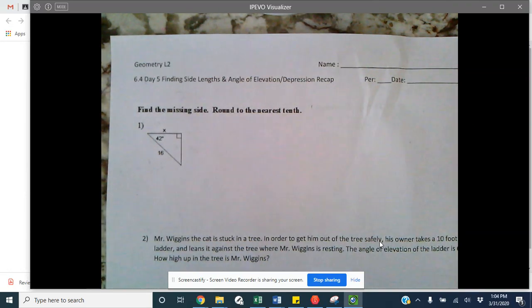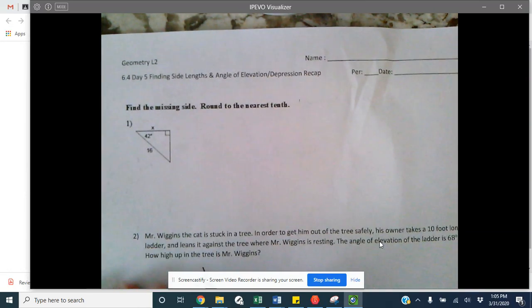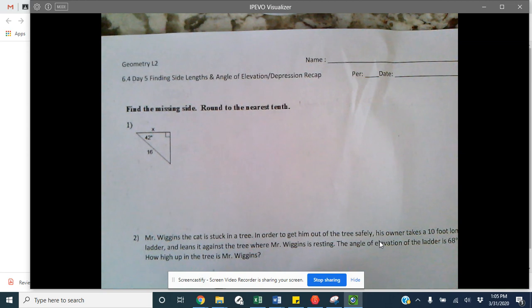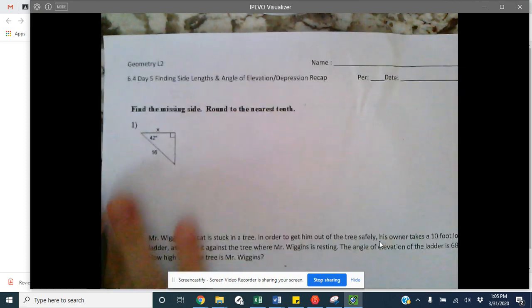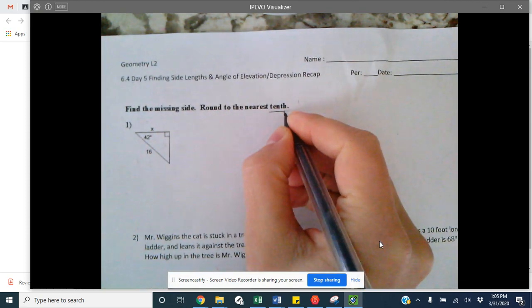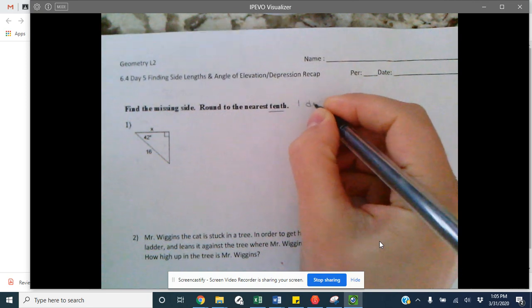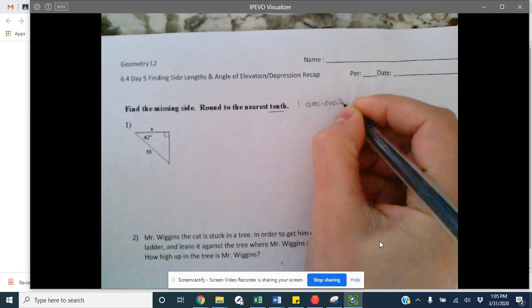Good morning. So today we're going to be doing our last lesson on 6.4, day 5, where we are reviewing angle of elevation and depression as well as finding side lengths. And in all these problems, we're just going to round to the nearest tenth, and a tenth means that we are rounded to 1 decimal place.